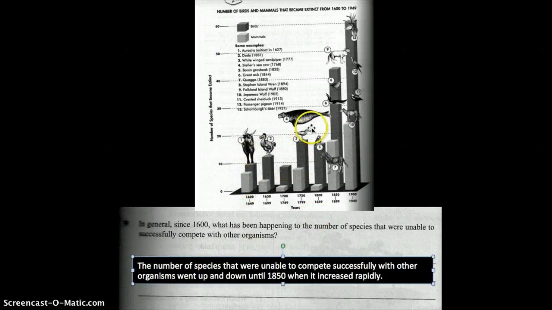See, they went up and down until about 1850 when they increased rapidly. So basically how I answered this was I solved what they were talking about, unable to successfully compete with other organisms. They were talking about things that became extinct. And I looked at the graph overall. I saw, okay, there's no general trend here, but when we do get to about 1800, it just starts increasing and it goes really quickly.